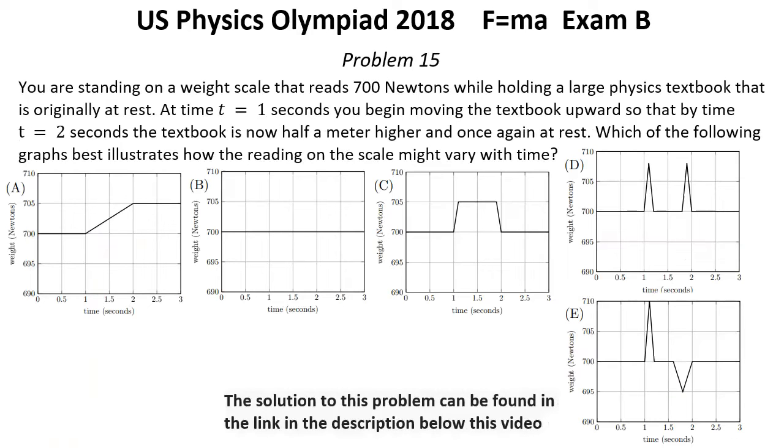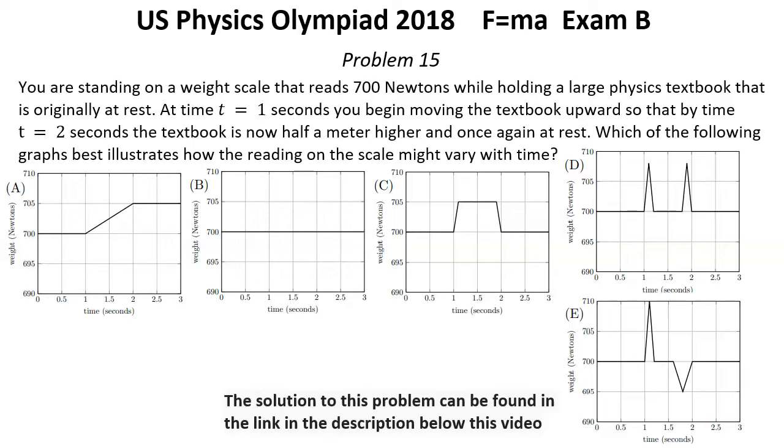Problem number 15. You are standing on a weight scale that reads 700 newtons while holding a large physics textbook that is originally at rest. At time t equal 1 second, you begin moving the textbook upward so that by time t equal 2 seconds, the textbook is now half a meter high and once again at rest. Which of the following graphs best illustrates how the reading on the scale might vary with that time?